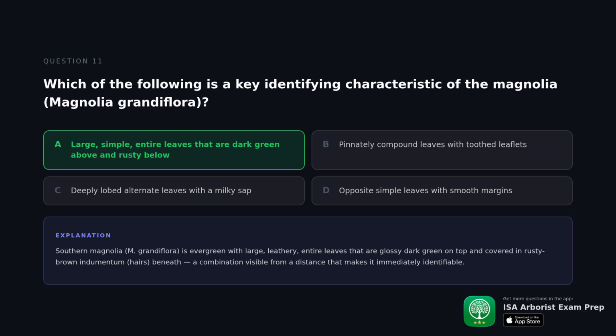The correct answer is large, simple, entire leaves that are dark green above and rusty below. Southern Magnolia grandiflora is evergreen with large, leathery, entire leaves that are glossy dark green on top and covered in rusty brown indumentum hairs beneath, a combination visible from a distance that makes it immediately identifiable.